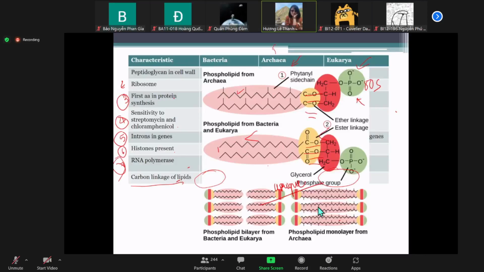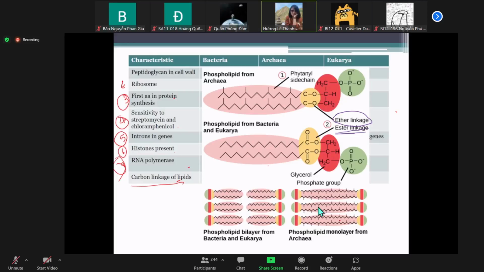Here is a graph that's so used. Oh, sorry, I will increase. So here, this is the membrane of the archaea. First characteristic, there is a linkage by the ether linkage, whereas with the prokaryotics and eukaryotics, they are ester linkage.